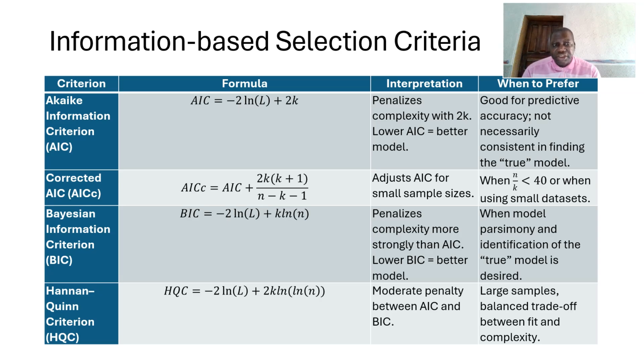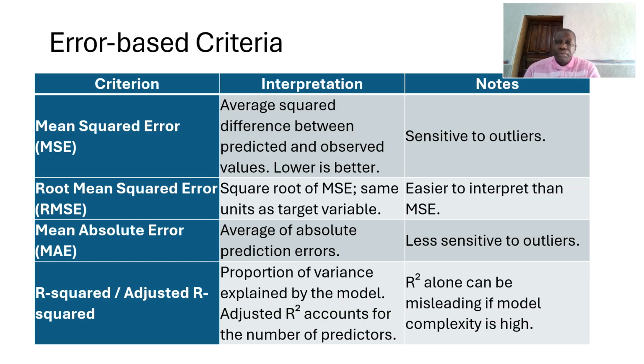Then we have the Bayesian information criterion, the BIC, when our interest is model parsimony, that is, we are interested in getting the simplest model that actually explains the relationship. Then we have the Hannan-Quinn criterion, when we are dealing with large samples, it penalizes between the AIC and the BIC.